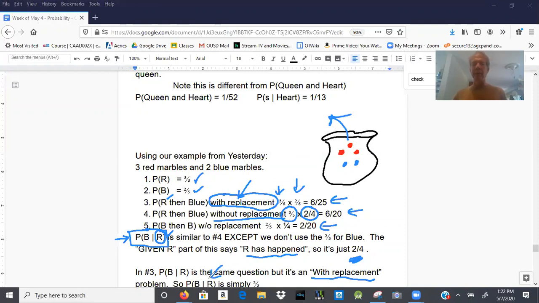It doesn't matter that red has definitely happened if I'm doing this experiment with replacement. So that's why it's also important to know, am I doing it with replacement or not? Because it'll change what your conditional probability is. And once again, this is called conditional probability because it depends on the new condition created by the fact that this second thing listed has already happened.